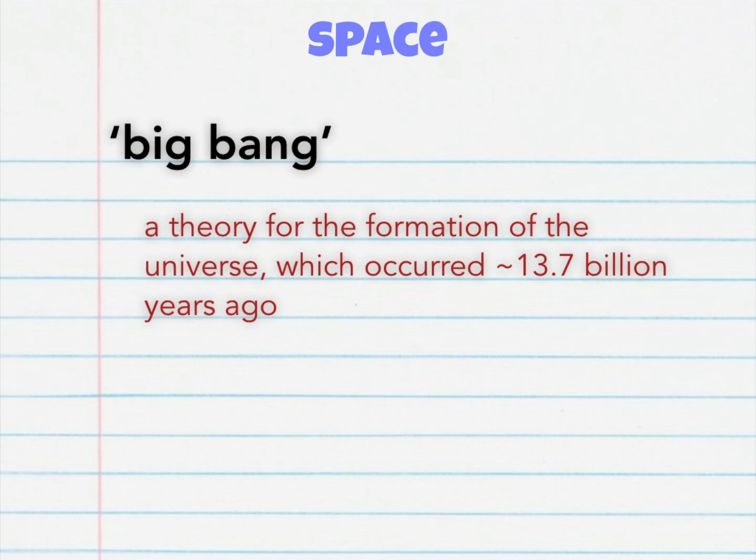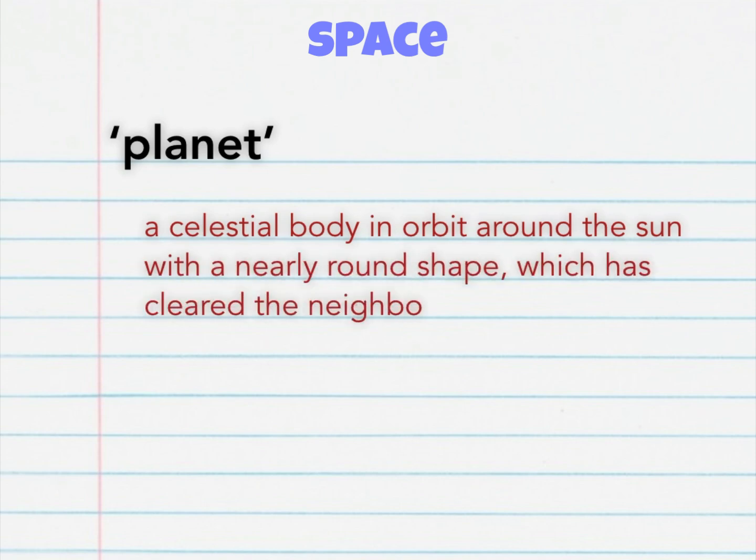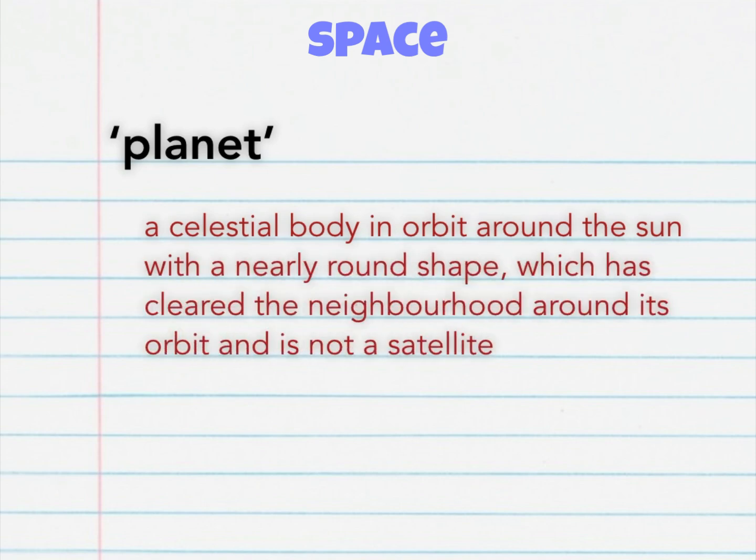Here's the first. Planet. Since poor old Pluto was demoted in 2006, we've had to update our definition for what we call a planet. This is it. A planet is a celestial body. That's a natural object located outside of Earth's atmosphere, in orbit around the Sun, with a nearly round shape which has cleared the neighbourhood around its orbit and is not a satellite.